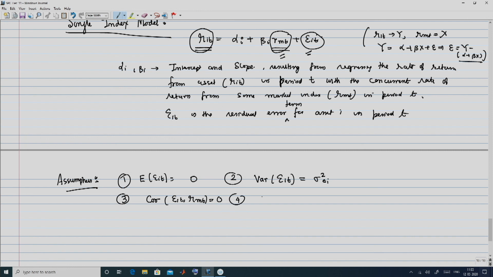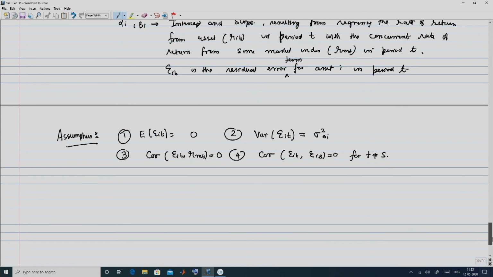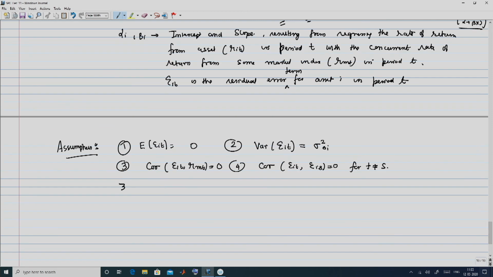The next thing I will do is take the covariance of epsilon IT and epsilon IS equal to 0 for t not equal to s. That means they are serially uncorrelated, that means they are sort of time independent. And the last property that we can make use of or state is the covariance of epsilon IT and epsilon JT, that means the residual errors, that will be 0, that is they are uncorrelated.